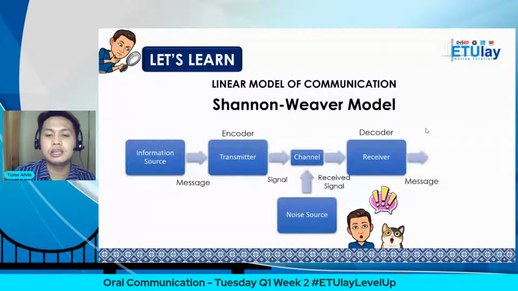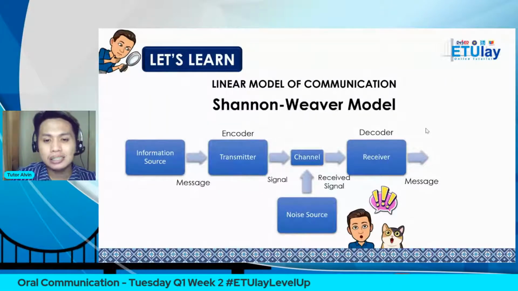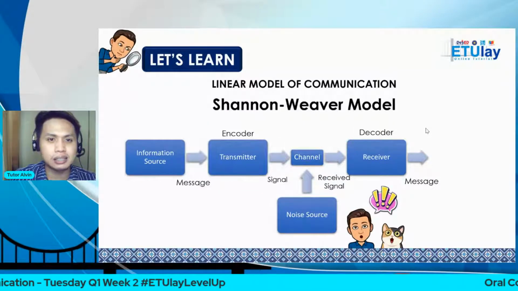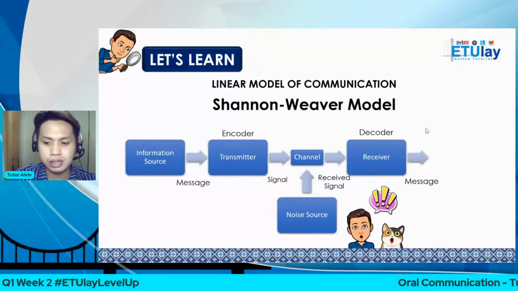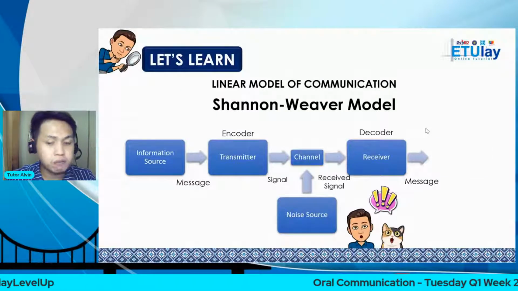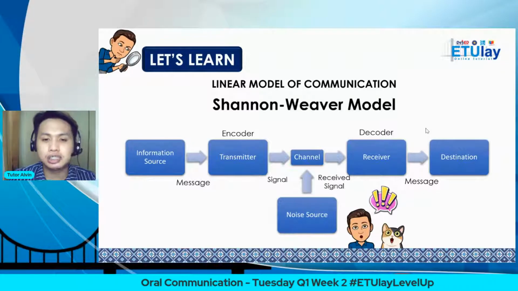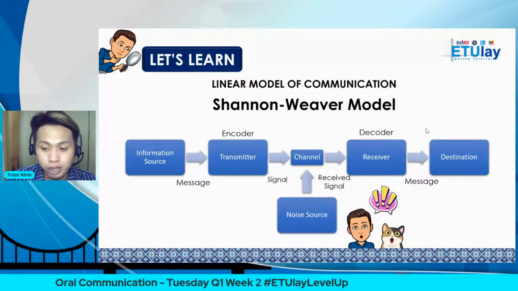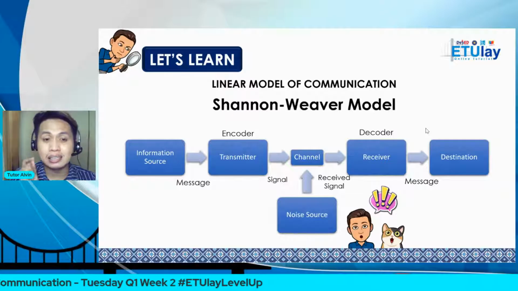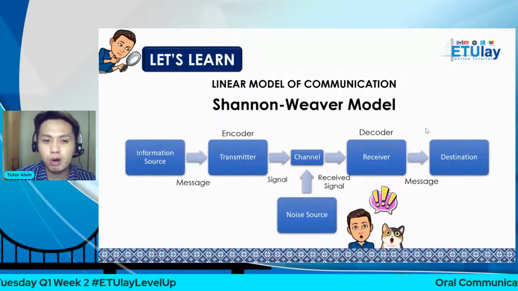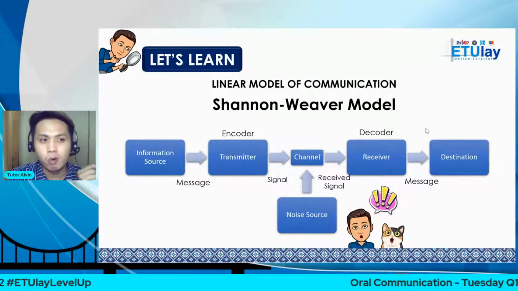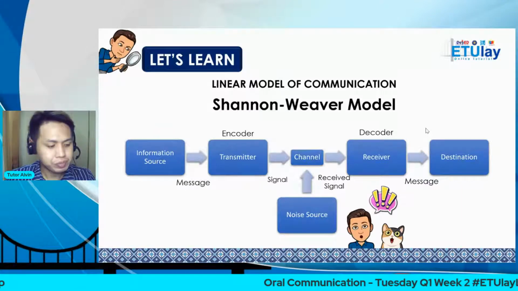And lastly, to the destination. Once the receiver understands it, it's very definite that it already reached its destination. And this is the Shannon-Weaver model. So this is an example of a linear model of communication, one way.